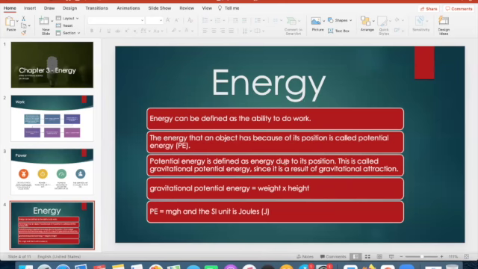Okay. And potential energy, again, it's due to its position as a result of the gravitational attraction from that position or height. So our gravitational potential energy is weight or mass times gravity times height. So let me write that out for you so you can see what it looks like. Oh, it's down here at the bottom. Potential energy, PE, is equal to mass, lowercase m, times gravity, lowercase g, times height, lowercase h. All right, and the SI unit for energy is joules.